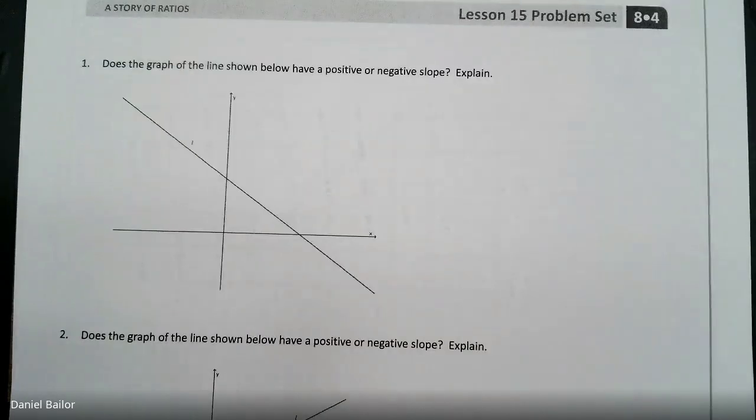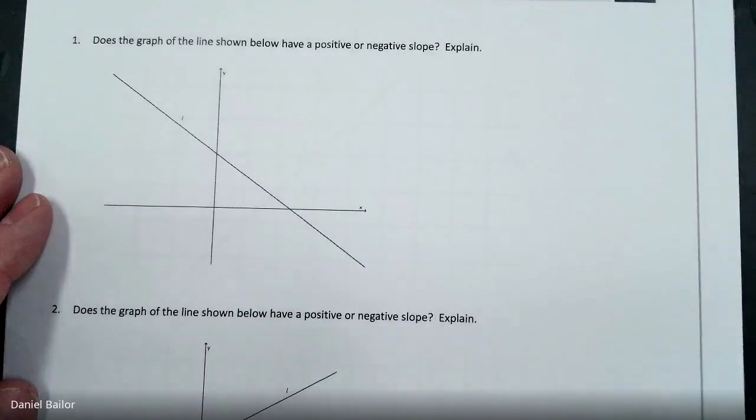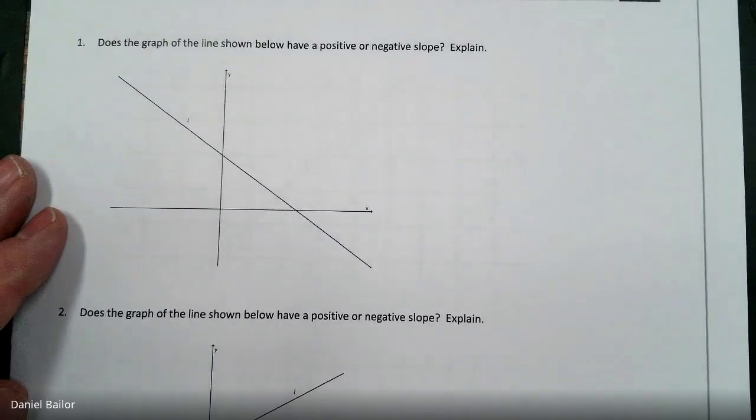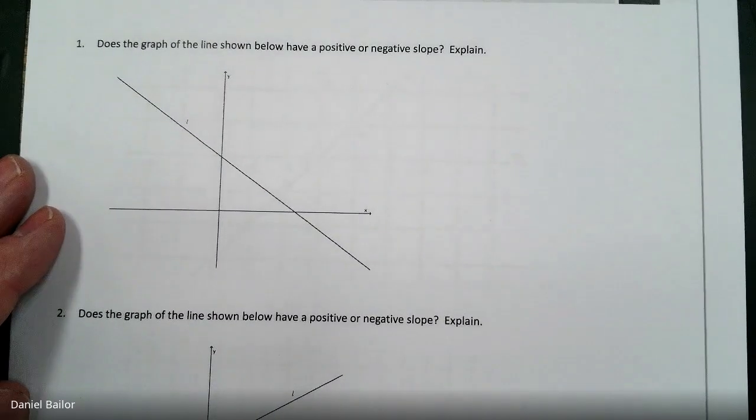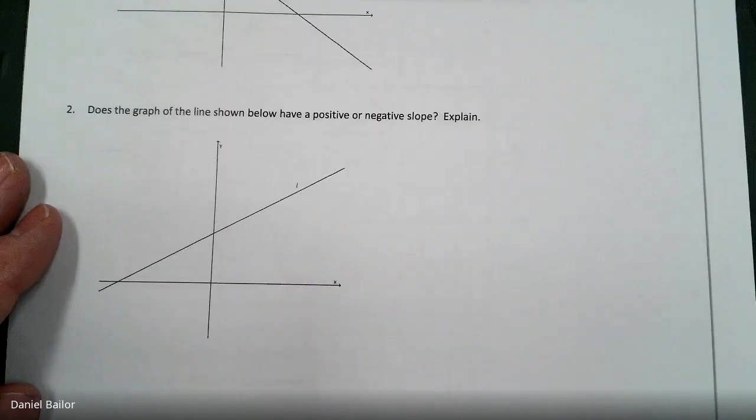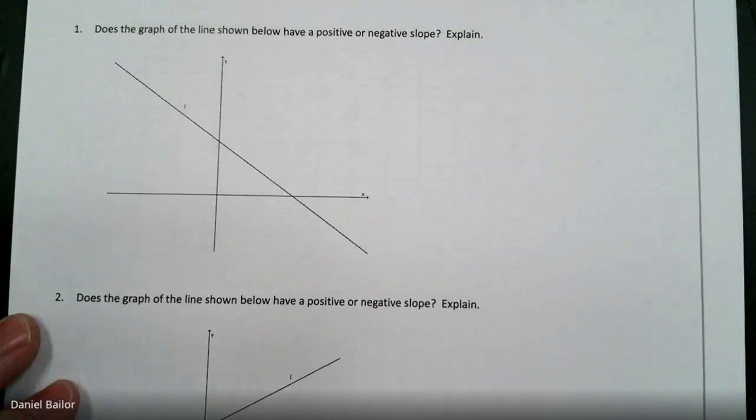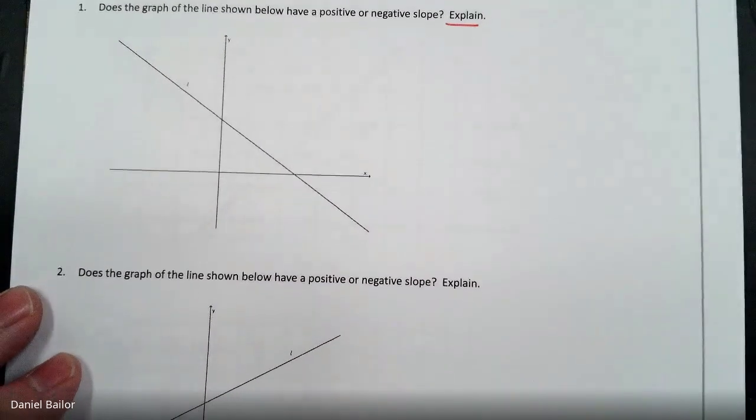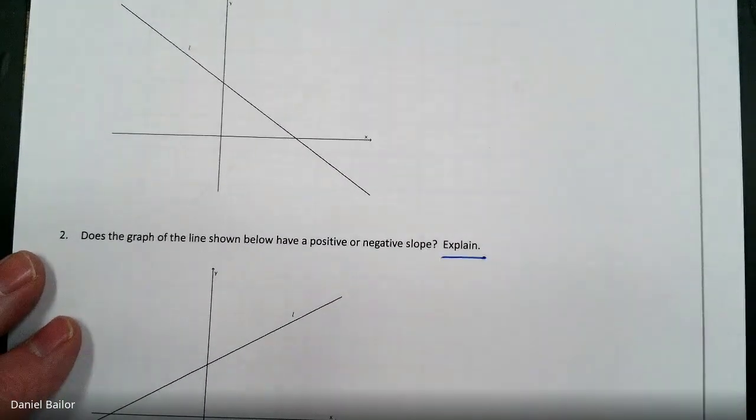And then the problem set starts on page 171. Number 1, does the graph of the line have a positive or negative slope? Tell me if the slope is going to be positive or negative just by looking at it. You don't have to tell me what the slope is, just tell me positive or negative. Same thing for number 2, positive or negative. And remember to explain why you know it is positive or negative. Explain how you know.